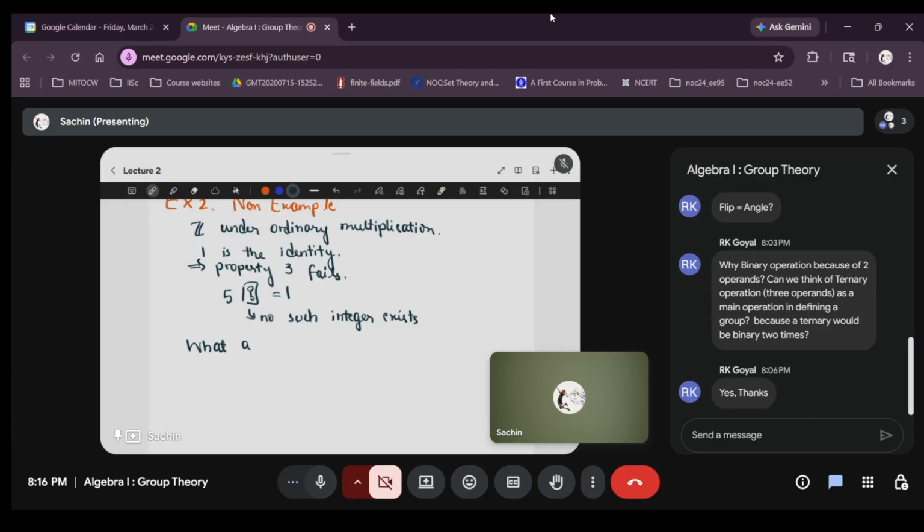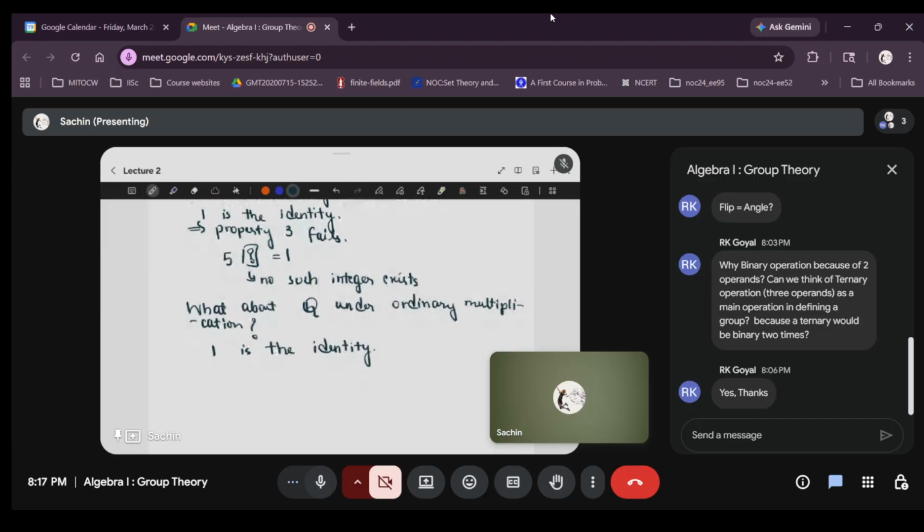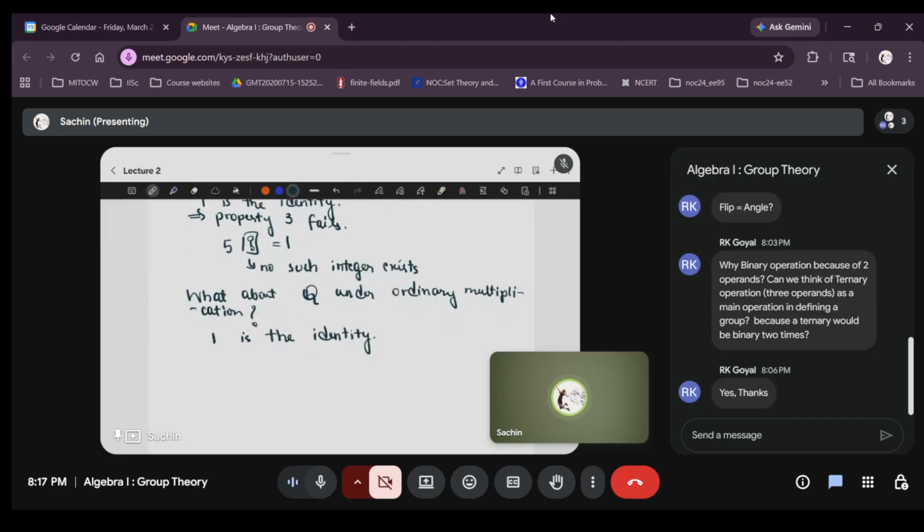What about the set of rational numbers, which includes fractions? What about Q under ordinary multiplication? Is that a group? It is not a group. Identity is again one, no problem. It is closed, it is associative, no problem with that. When you're talking about inverses, for all elements it's okay except for one element. What is that element?